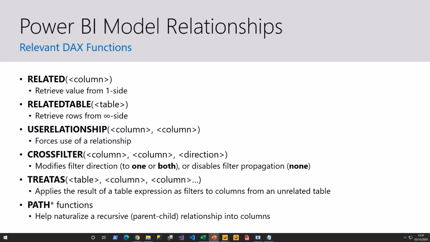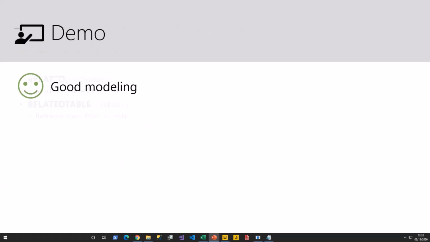And then lastly, the path functions. In fact, there are a family of functions that help you naturalize a recursive parent-child relationship that you might have in your source data. For example, again, employees. There's a relationship to the employee of their boss. Okay, we won't cover path functions, but for completeness, these are the DAX functions that are concerned with the relationships in your model.